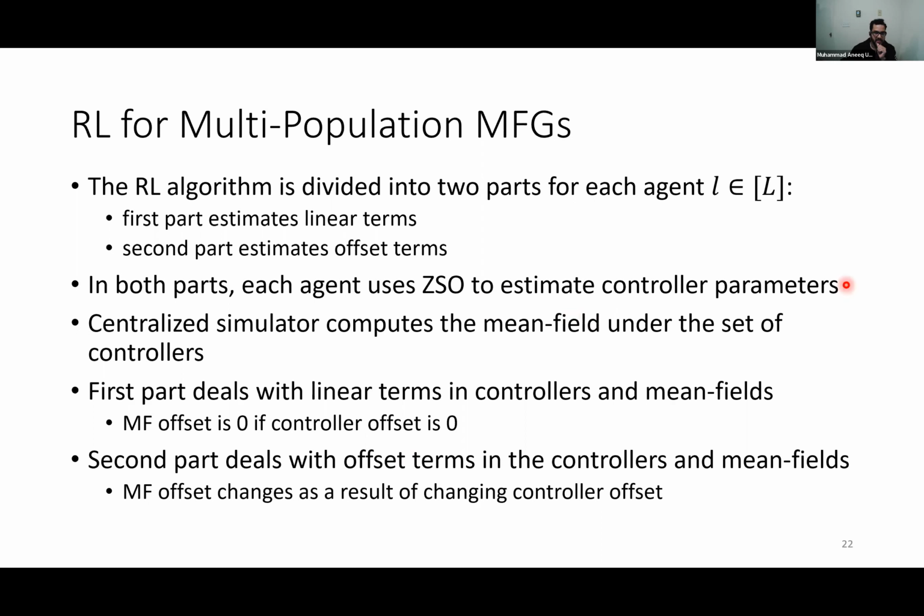So once each agent has updated its controller using ZSO, the centralized simulator computes the mean field under this set of controllers. In the first part, we only deal with the linear terms, control offset, and the mean field offset. By setting the control offset for each agent to 0, we will show that the mean field offset will for sure be 0 as well. And in the second part, we keep the linear part in the controller constant, and we just change the offset terms in the controller, and then due to that, the mean field offset also changes.